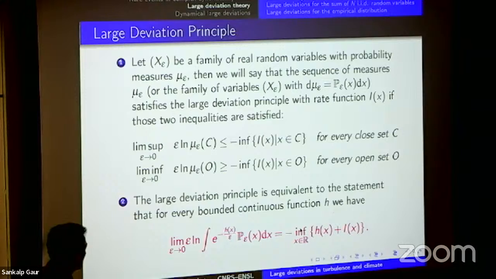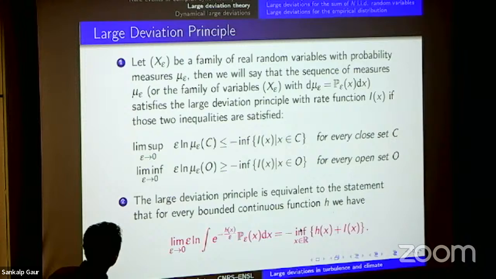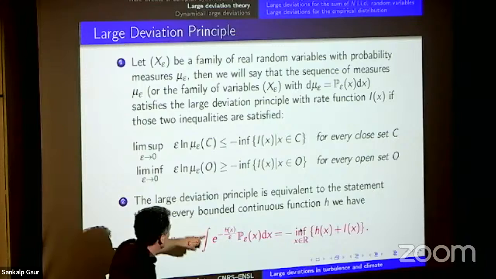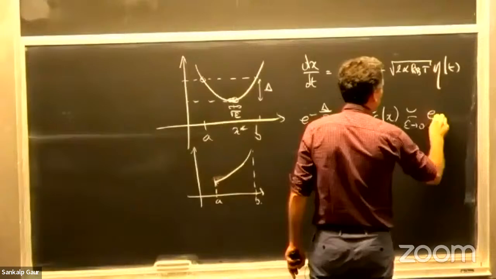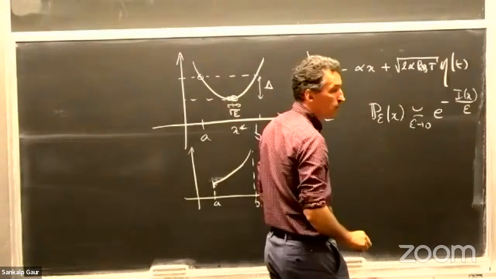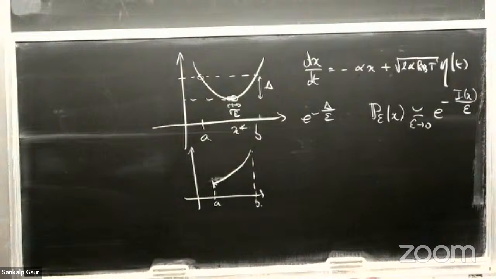So here there is the log. The meaning of this is that we have a large deviation for P epsilon. So P epsilon of x, if I write it formally, is exponential of minus I of x divided by epsilon. This is the mathematical formula that corresponds to this statement.